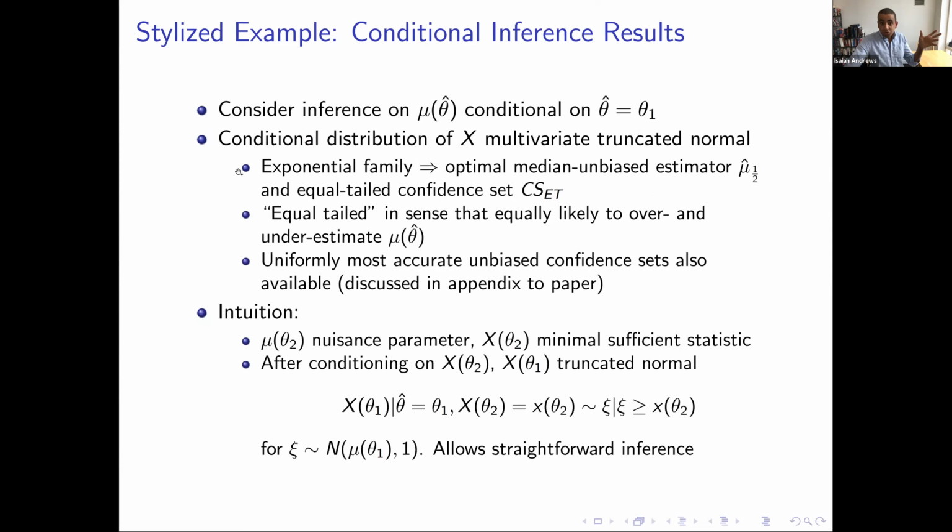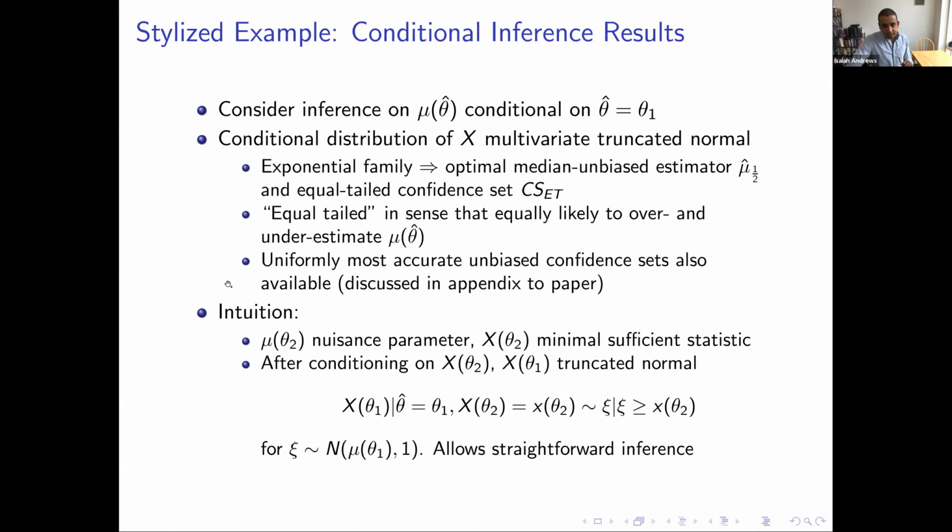But truncated normals belong to the exponential family. So using exponential family results, we can get optimal median unbiased estimators and equal-tailed confidence sets, where these confidence sets are equal-tailed in the sense that we're equally likely to over and underestimate mu theta hat. If you prefer uniformly most accurate unbiased confidence sets, those are also available and discussed in the appendix of the paper, as well as in the broader conditional inference literature.